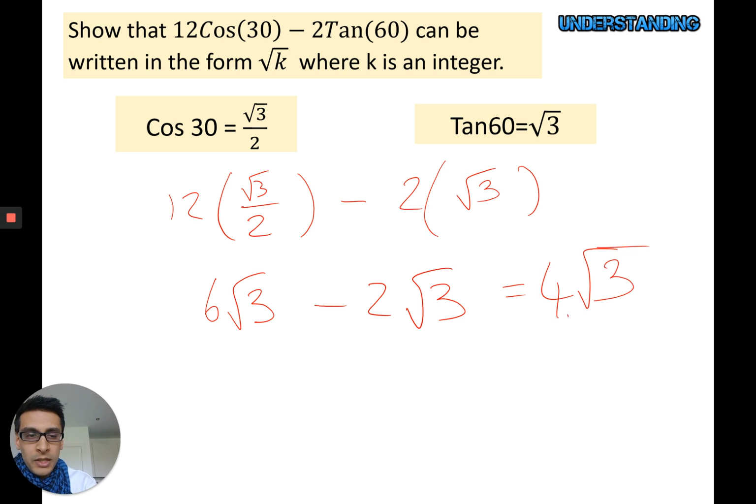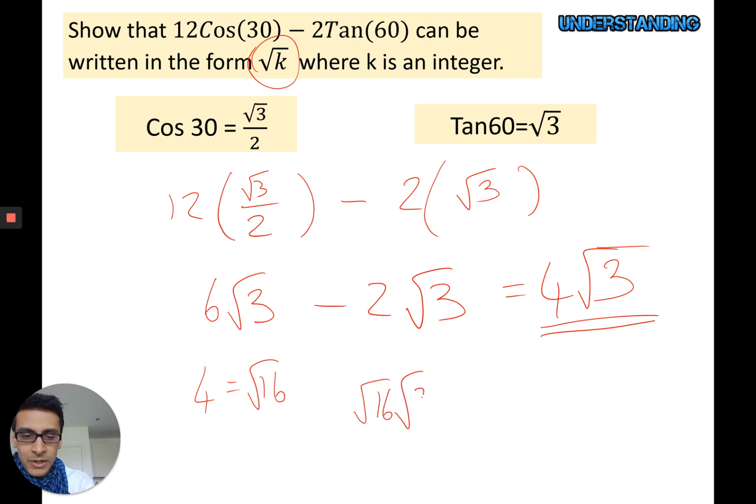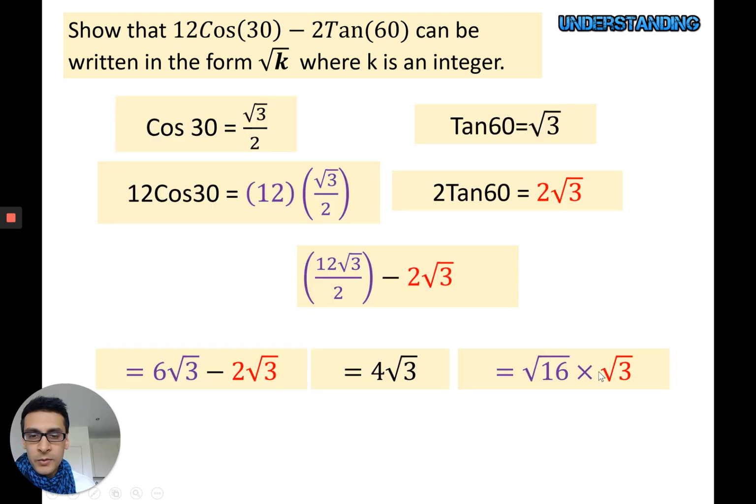Now, normally that would be the final answer, but in this case, it asks you to give the answer in the form of root k. So we need to simplify this. Well, in a way, we're kind of unsimplifying it to leave it just as root 3. So 4 can be written as root 16. So going backwards here, I'm going to replace that 4 with root 16. So you end up with root 16 root 3, which is 4 root 3. And when you multiply those two together, you get root 48. So that's your final answer in this case. And I've just typed this up for you here if you need to reference it.